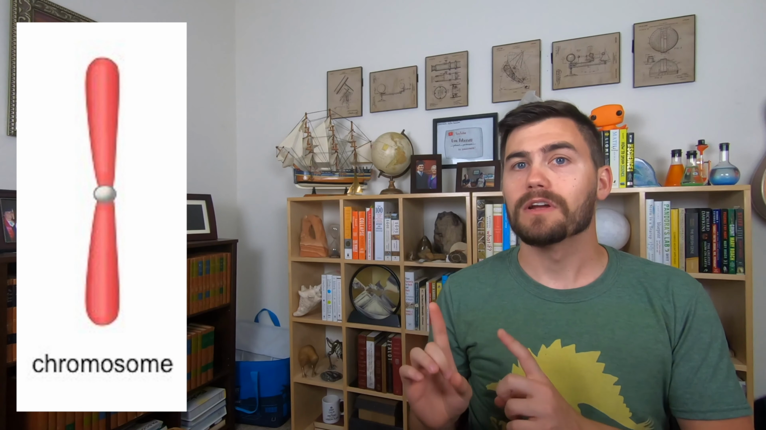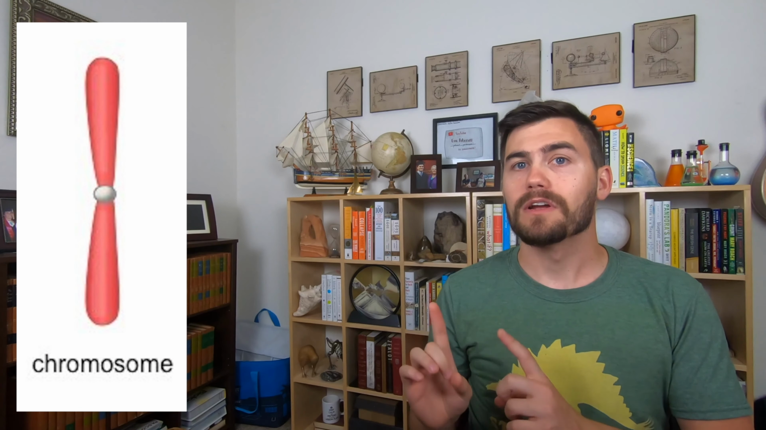The confusing thing here is that chromatid and chromosome are interchangeable. This is a chromosome composed of one chromatid. This is also a single chromosome, but composed of two identical sister chromatids.